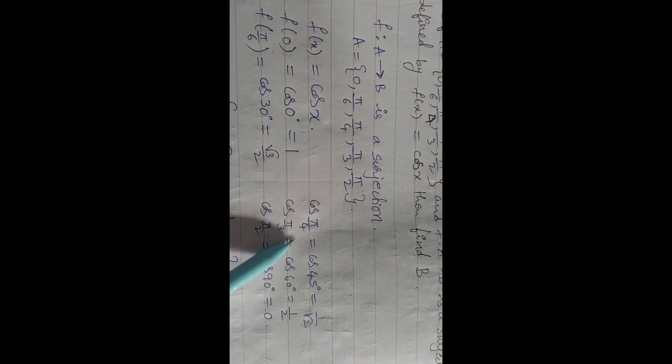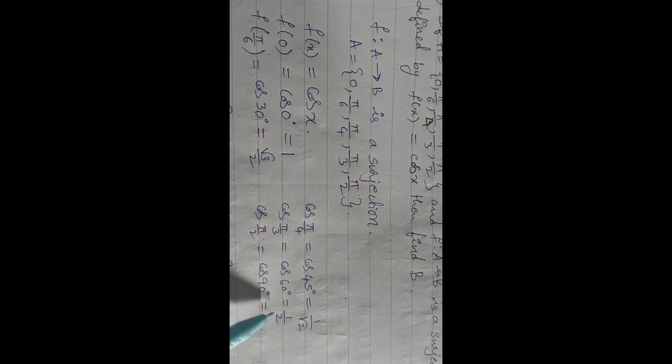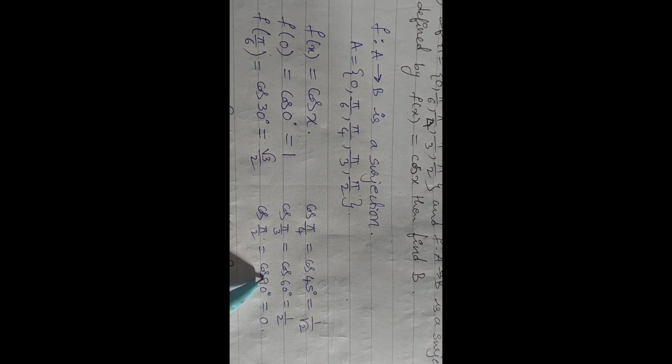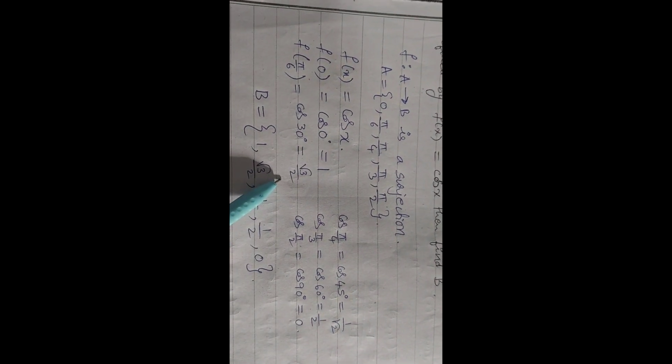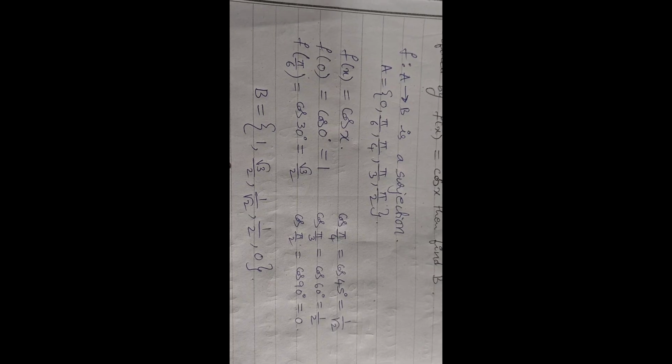Next, x in the place of pi by 3. Cos pi by 3 is cos 60, and the value is 1 by 2. Cos pi by 2 next. So cos 90, the value is 0. So here we are getting the values as 1, root 3 by 2, 1 by root 2, 1 by 2, 0.